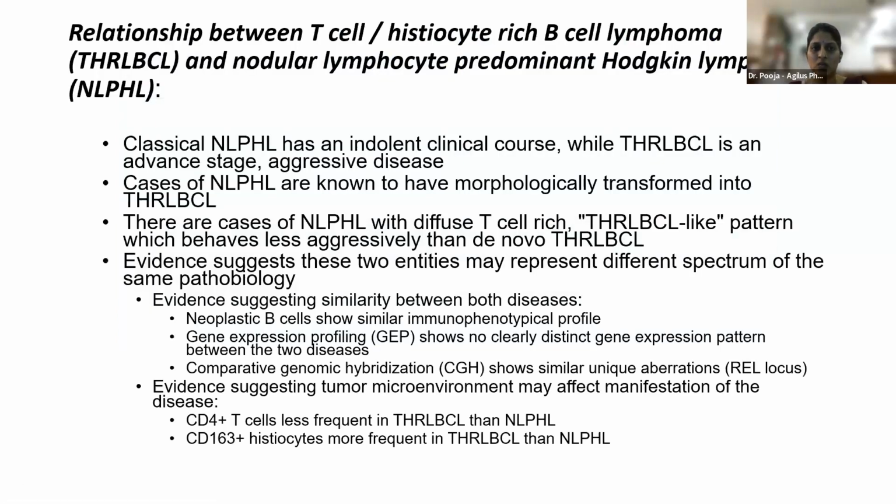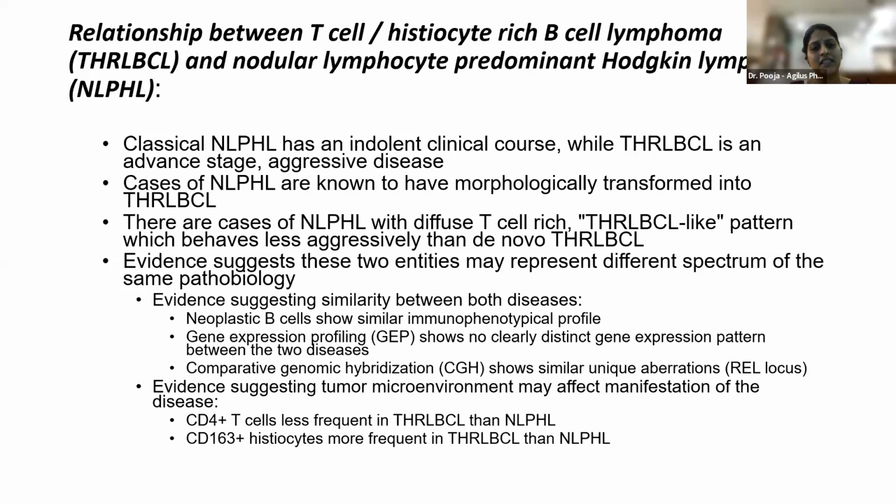So when we look at a relationship between a T-cell or histiocyte rich B-cell lymphoma and NLPHL, the classical NLPHL has a more indolent clinical course when compared to a T-cell or histiocyte rich large B-cell lymphoma. And cases of NLPHL have been seen to transform into that. So these cases of NLPHL with a diffuse T-cell rich or T-cell rich large B-cell like pattern behave less aggressively than a T-cell rich large B-cell lymphoma.